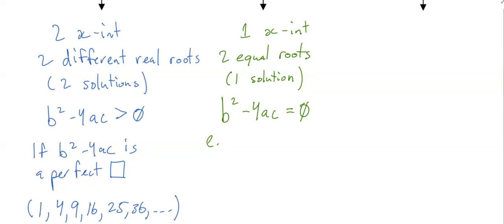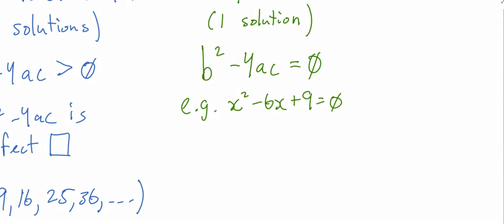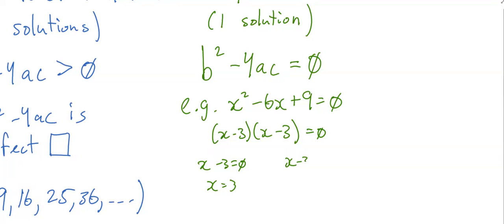is if I had x squared minus 6x plus 9 equal to 0. So if I factor this, this is something that you would be able to factor. And if I factor it, I would get x minus 3 times x minus 3. I get the same thing twice. So from this bracket, I get x minus 3 is 0, and x equals 3. And x minus 3 equals 0, and x equals 3.